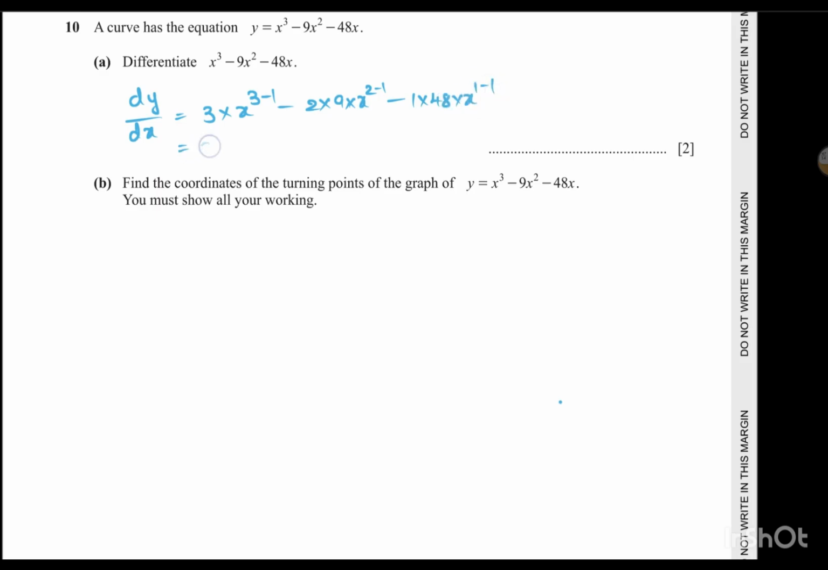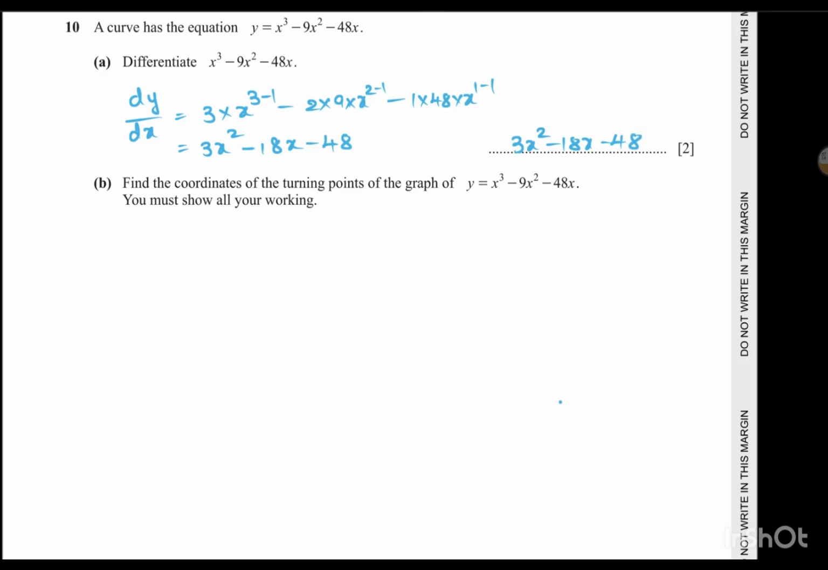So this will be 3x square, 3 minus 1 is 2. And 2 nines are 18, 18x, because 2 minus 1 is 1. Minus 1 into 48 and x raised to 0 is 1. So just 48. So this is the differentiation. 3x square minus 18x minus 48.